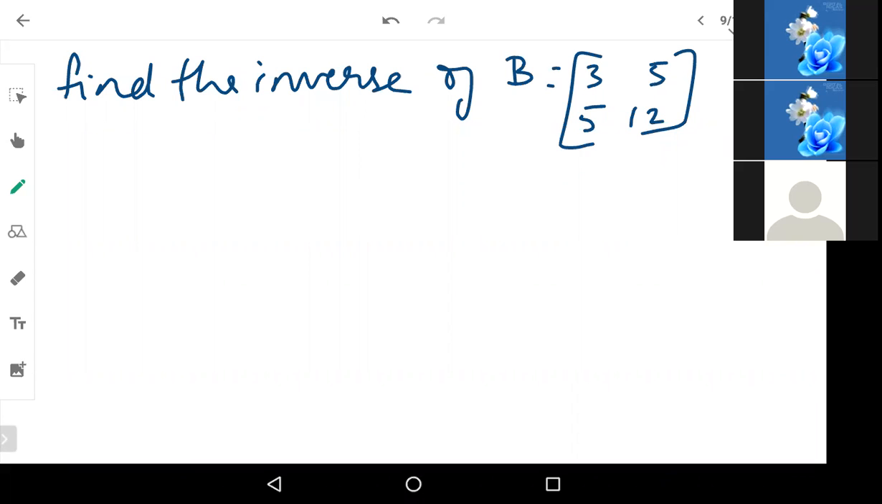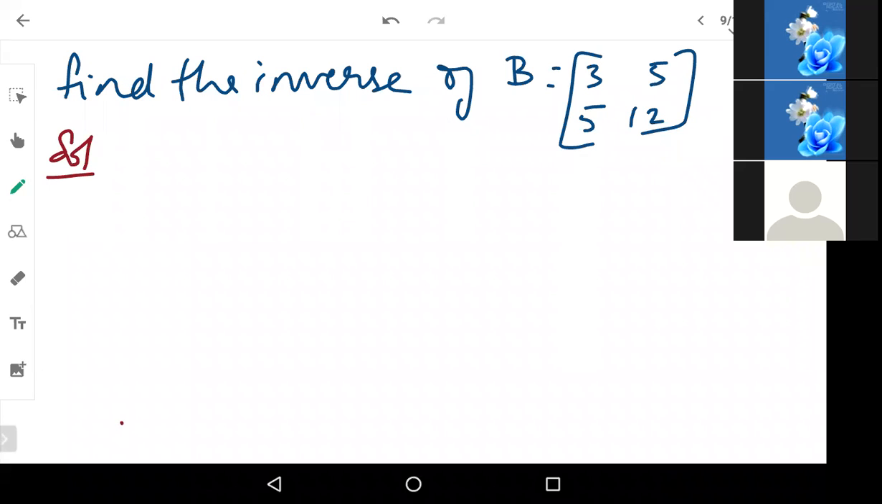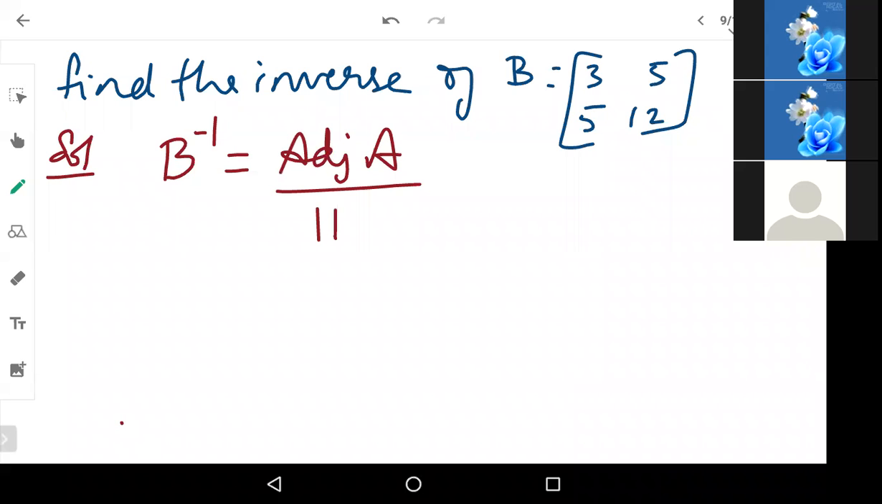Okay, now let us solve this problem. Now, again, what is the first step? We have to find the determinant of a matrix, right? So first write down the formula. Now here the matrix is B. So I will write it as B inverse is equal to adjoint of B divided by determinant of B. Whatever is the matrix name, write the matrix name.